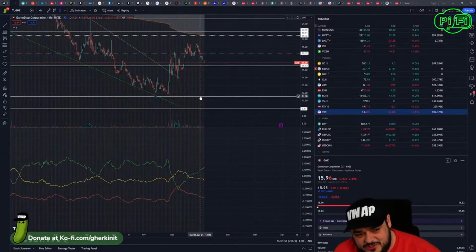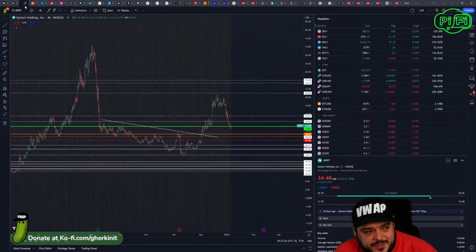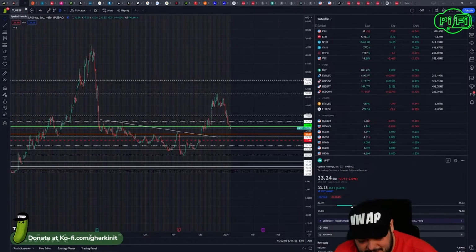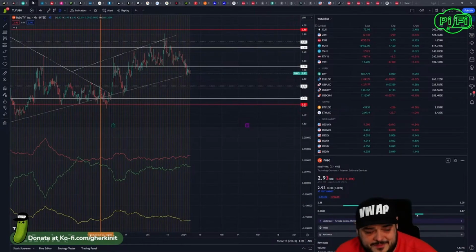GME still being shorted, starting to fall below Delta neutral. So now we should start to see the downside on GME accelerate a bit. Same deal with Upstart, now closing below Delta neutral today. I think the next major resistance to the downside right now is at about 17. So we'll keep seeing that fall.